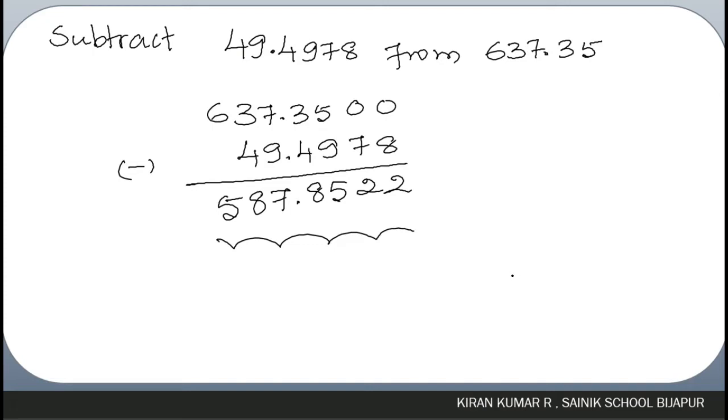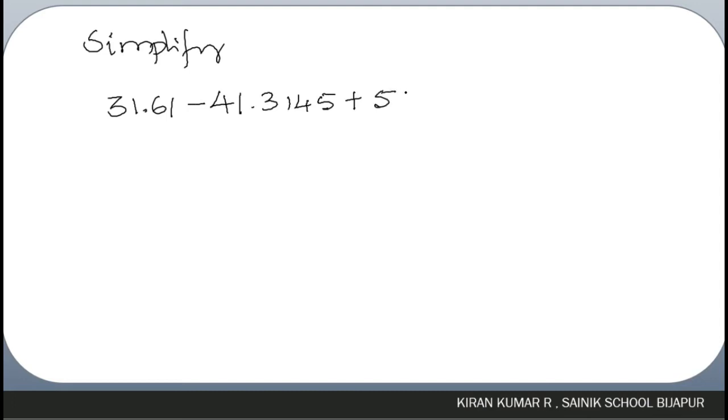Sometimes they'll give a combination of addition and subtraction, something like: simplify (31.61 minus 41.3145 plus 503.73 minus 253.61). In such cases, we prefer to add the positive numbers and the negative numbers separately, and from the first sum, you are going to subtract the second sum.